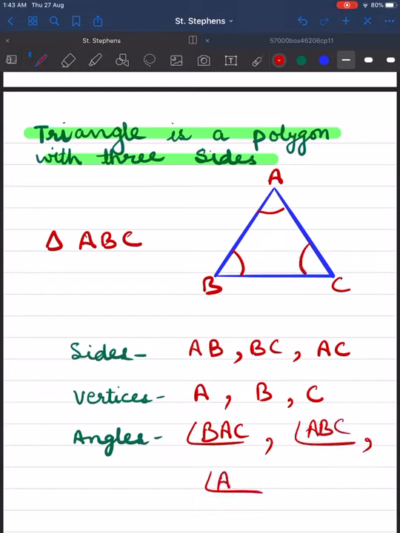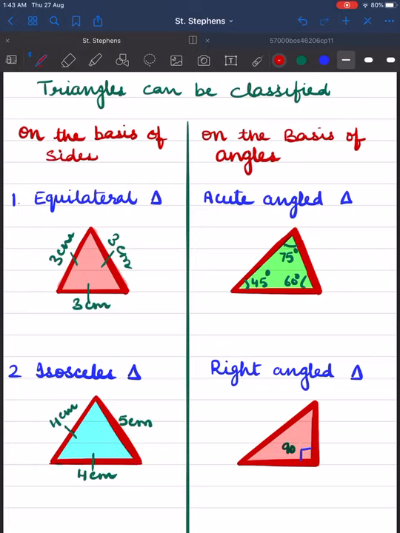Children, triangles can be classified on the basis of the lengths of its sides and on the basis of measures of its angles. So first, let's classify triangles on the basis of its sides. First, equilateral triangle. All sides are equal. Usually, equal sides are indicated by putting identical marks. So here in the triangle we observe that the length of all the three sides is 3 cm. So it is an equilateral triangle.